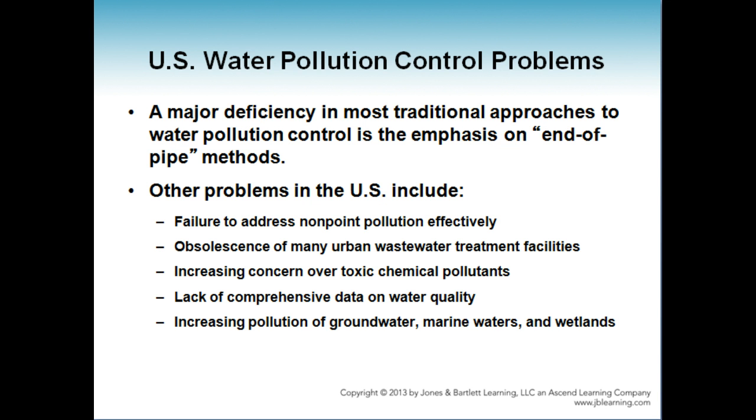Other problems in U.S. water control include major deficiency in most traditional approaches to water pollution and the emphasis of end-of-pipe methods, even though much of the problem is non-point source. Other problems in the U.S. include failure to address non-point pollution, obsolescence of many urban wastewater treatment facilities, increasing concern over toxic chemical pollutants, lack of comprehensive data over water quality, and increasing pollution of groundwater, marine waters, and wetlands. Many of these were mentioned on the previous slide.